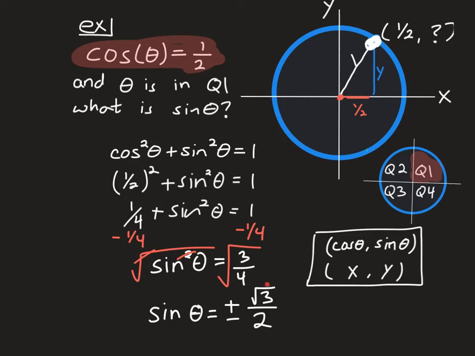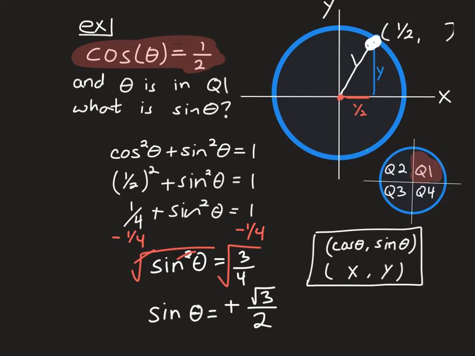Either positive root 3 over 2 or negative root 3 over 2, just like we saw before, because I could go up positive to get on the circle, or I could go down negative to get on the circle. However, we were told that it was in quadrant 1. And in quadrant 1, my y value is positive, so therefore I want the positive version of this, and I'm going to go ahead and take off the negative because that would not put it in quadrant 1. And so my y value here is going to be root 3 over 2.